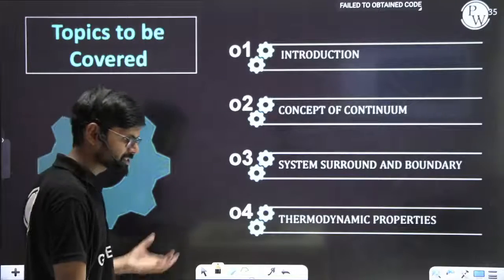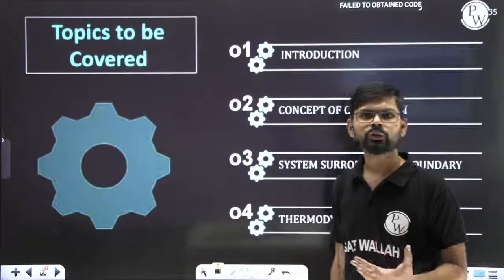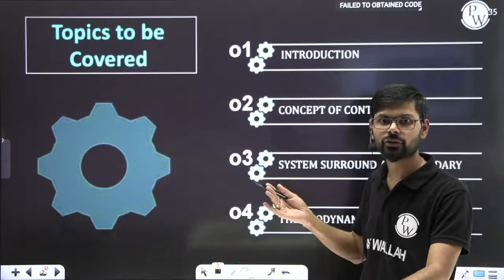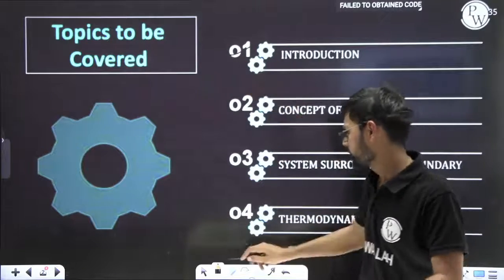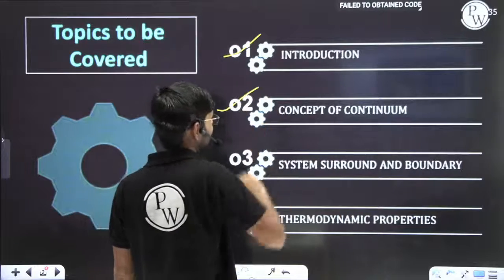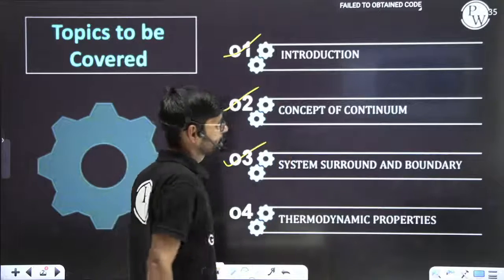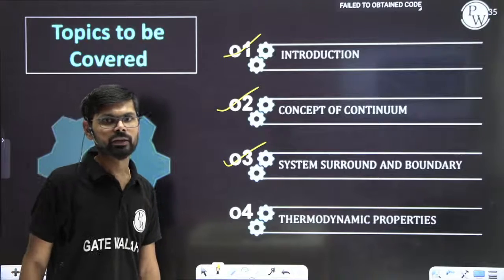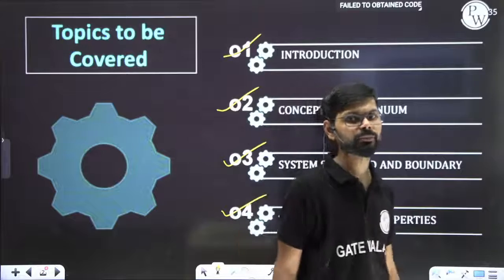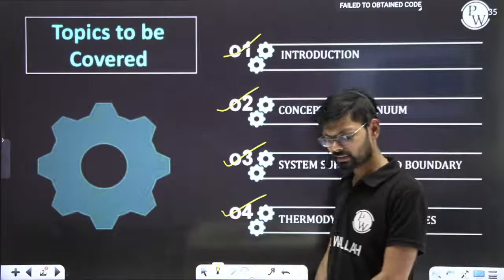So let me start today's lecture with the concept of thermodynamic properties. In the first topic I told you that we are going to discuss the introduction part. That is already done in the very first lecture, first video. Then we discussed the concept of continuum in our second lecture. Then in the third lecture we discussed the system, surrounding and boundary. Now today is the fourth lecture, where we are going to talk about the thermodynamic properties. So these are the four things we have discussed up to now.